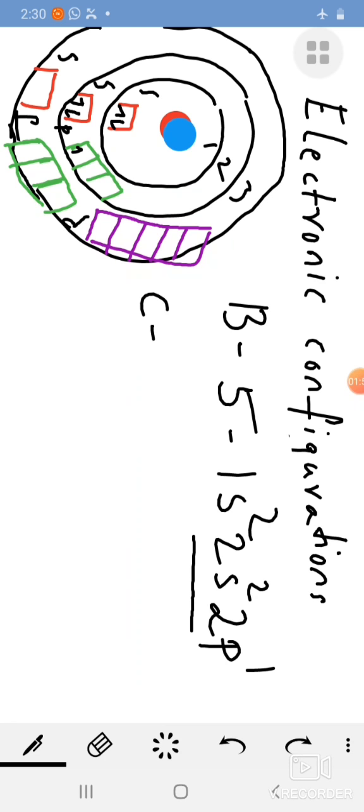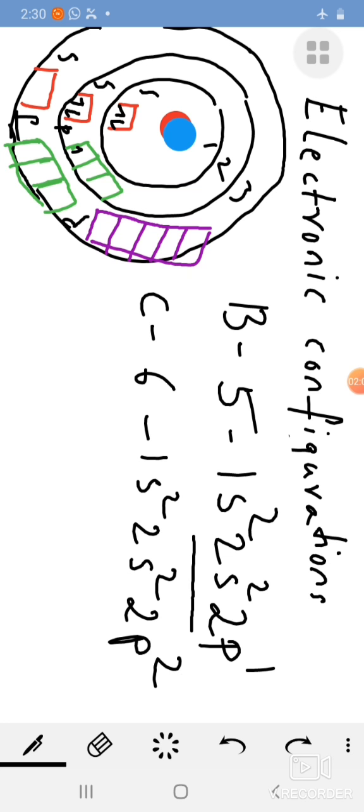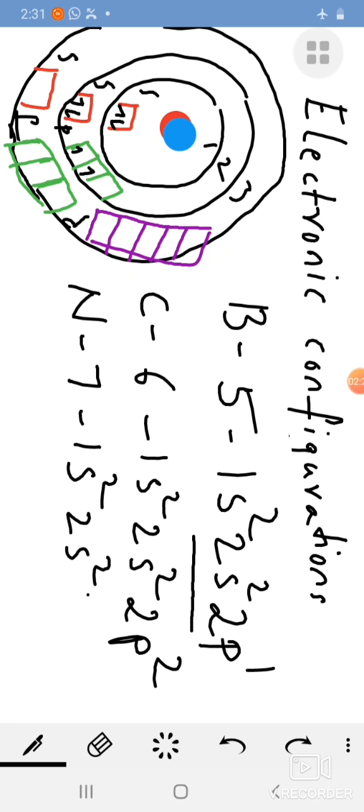The next element is carbon. Its atomic number is 6 and its electronic configuration is 1s2 2s2 2p2. The second p electron is filled like this, not here. The next element is nitrogen. Its atomic number is 7 and its electronic configuration is 1s2 2s2 2p3. Here the third electron is filled.